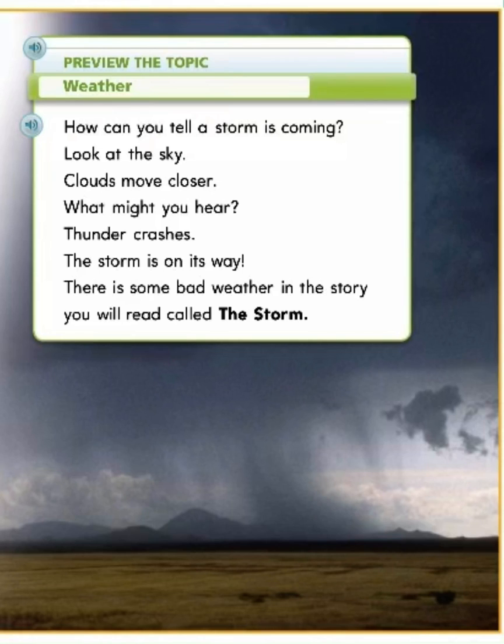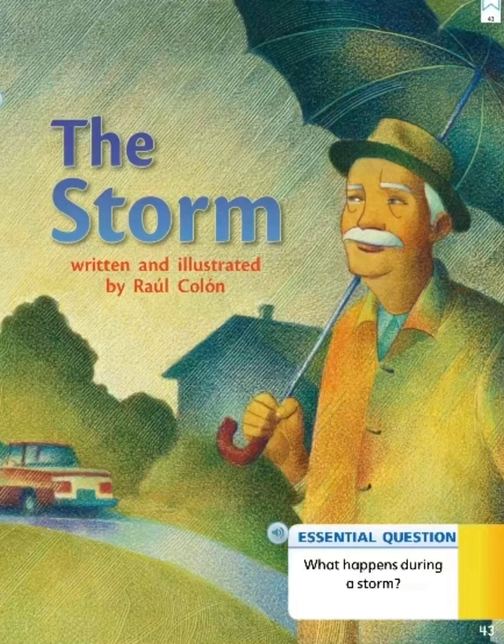Preview the topic. Weather. How can you tell a storm is coming? Look at the sky. Clouds move closer. What might you hear? Thunder crashes. The storm is on its way. There is some bad weather in the story. You will read a story called The Storm. The Storm, written and illustrated by Raoul Column. Essential question. What happens during a storm?